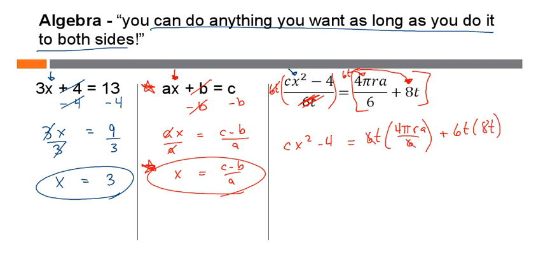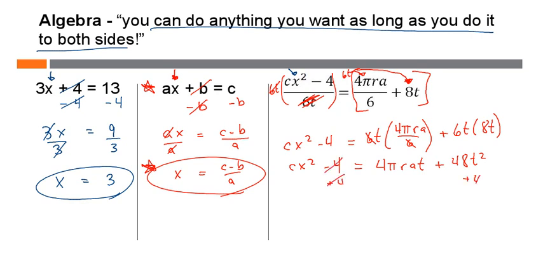The 6 on top cancels the 6 on the bottom, and that t can go anywhere in there. I usually like to get the constants out front and put the variable last, but that's kind of up to you. 6t times 8t would be 48t squared. So that cleaned up pretty well. Over here I've got cx squared minus 4. This is starting to look like that other problem we did. I'm going to add 4 to both sides.